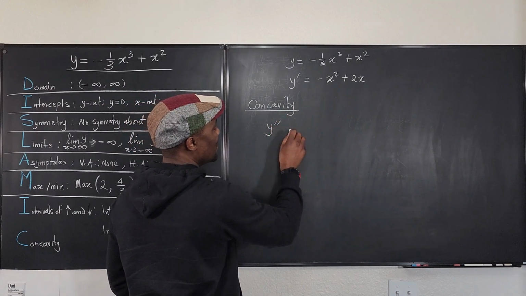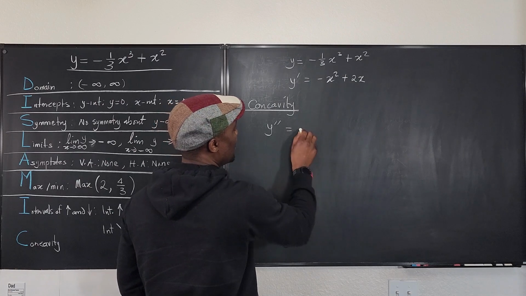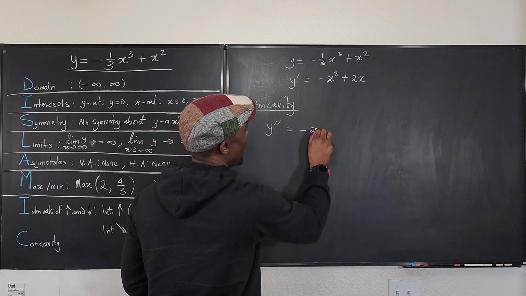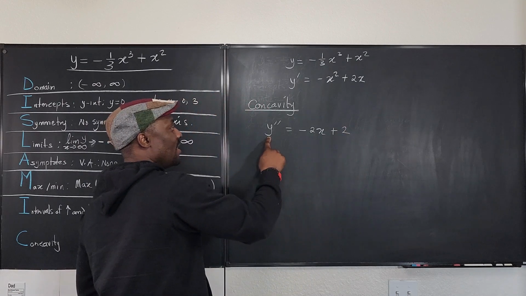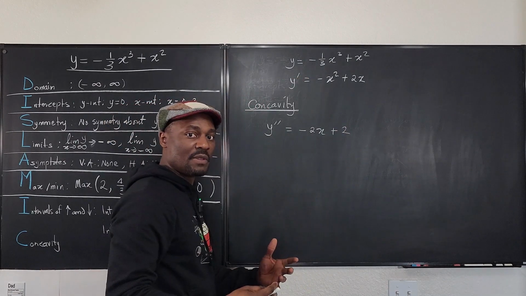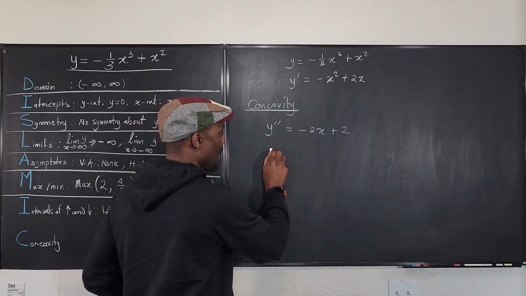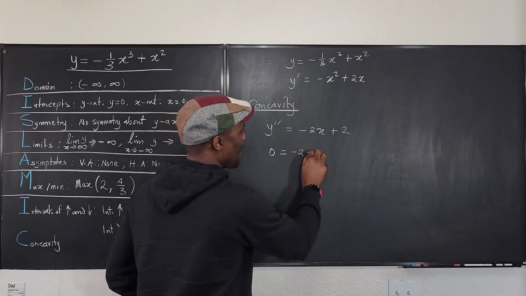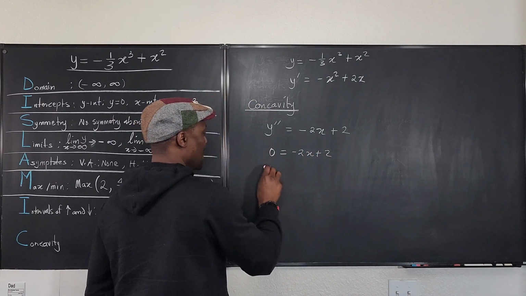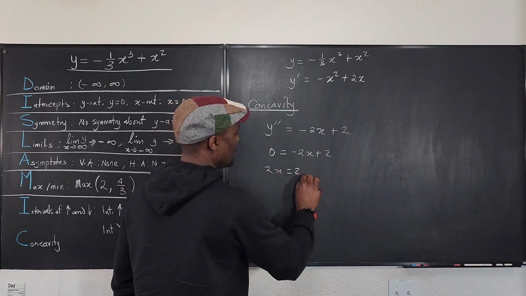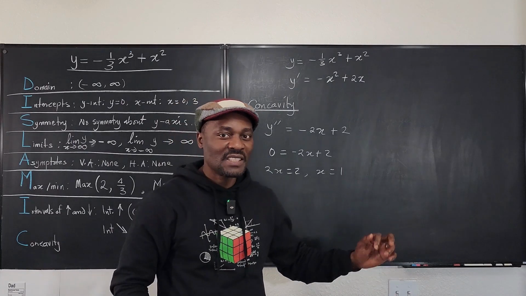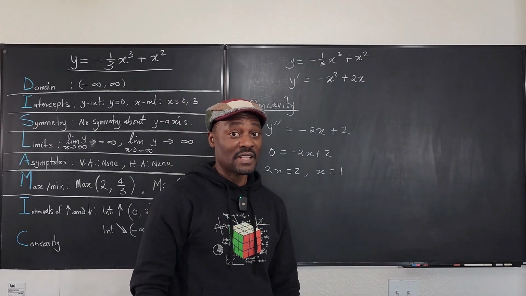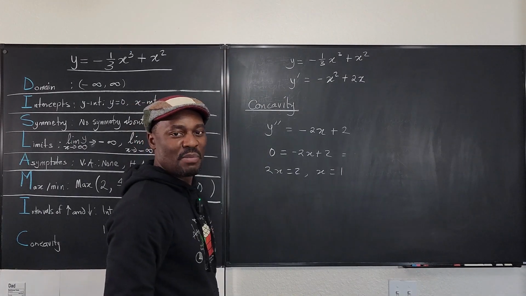The second derivative of this function: we differentiate this, it's going to be negative 2x. We differentiate this, it's going to be plus 2. Well, the same thing we did when we found the first one, we equate this to 0. So 0 is going to be negative 2x plus 2. That means that 2x equals 2, so x equals 1. So at 1, something definitely happened. We've got to investigate. We just need to know if it's positive or negative.